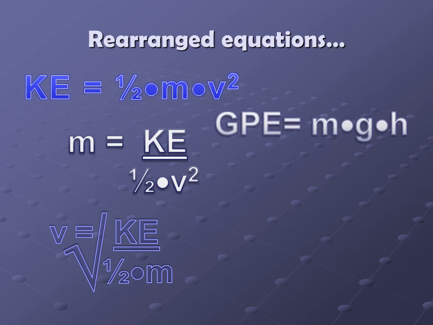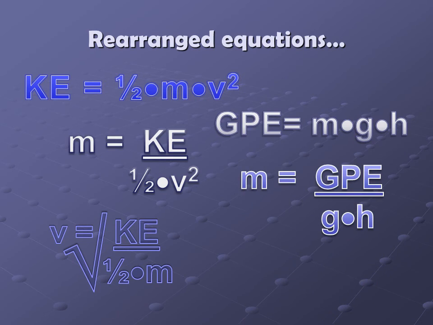Now we have our GPE equals mass times acceleration of gravity times height. Look, we have two different equations for mass, so you have to look and see what else they give you. Are they going to give you kinetic energy, or are they going to give you potential energy? So mass equals GPE over gravitational acceleration times height. And then finally, if they're asking for height, it's GPE over m times g. Okay?